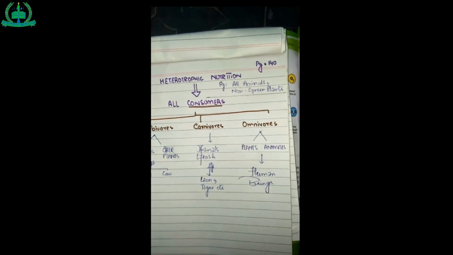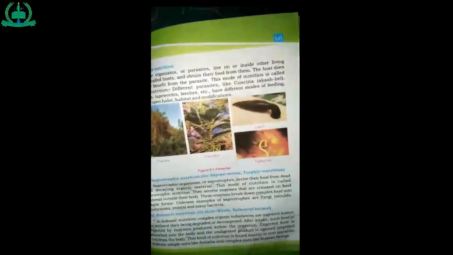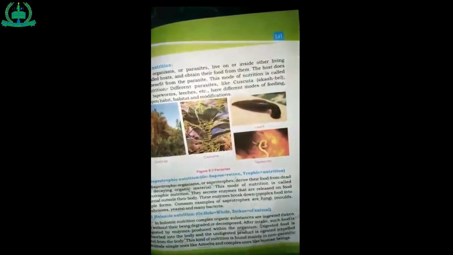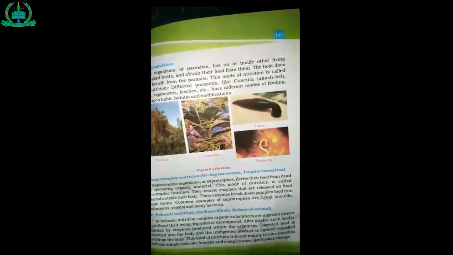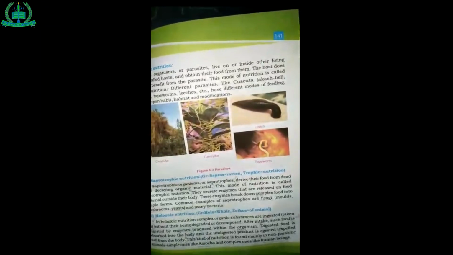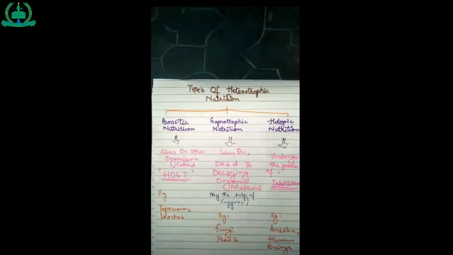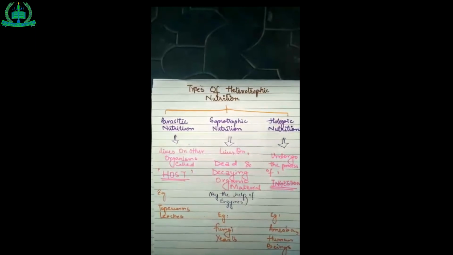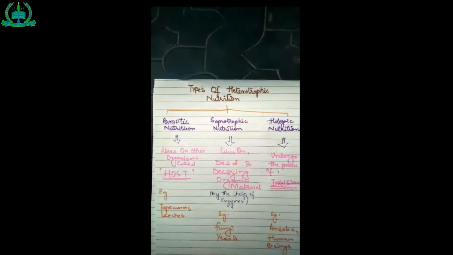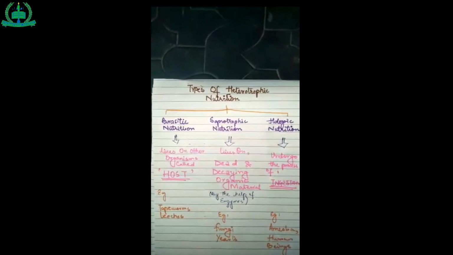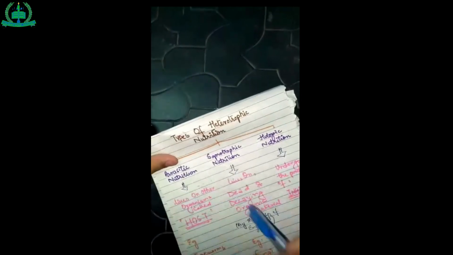Now come to the next topic, page number 141, in which we are going to discuss the types of heterotrophic nutrition. And in heterotrophic nutrition, again we are going to follow a flow chart which will really help you in learning. So there are three types of heterotrophic nutrition. One is parasitic, the other is saprotrophic, and the third one is holozoic nutrition. Now what is parasitic nutrition? The organisms which lie in the category of parasitic nutrition are called parasites.